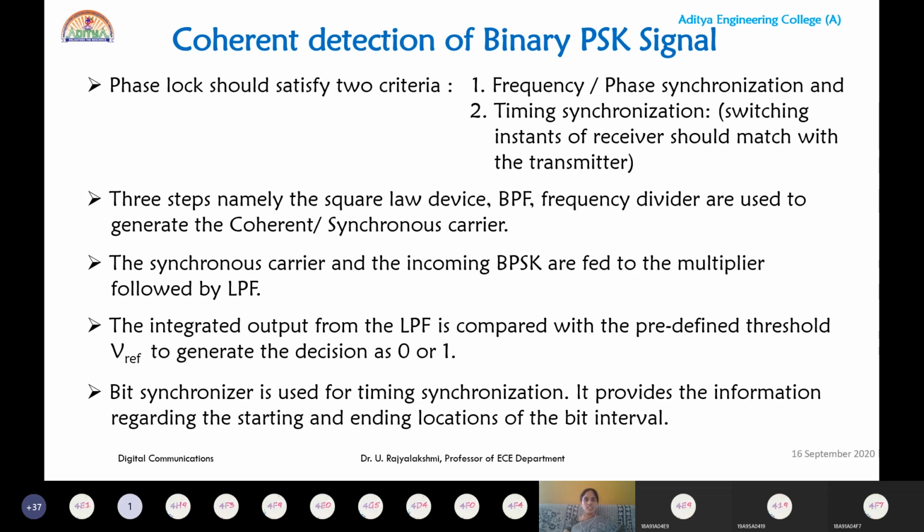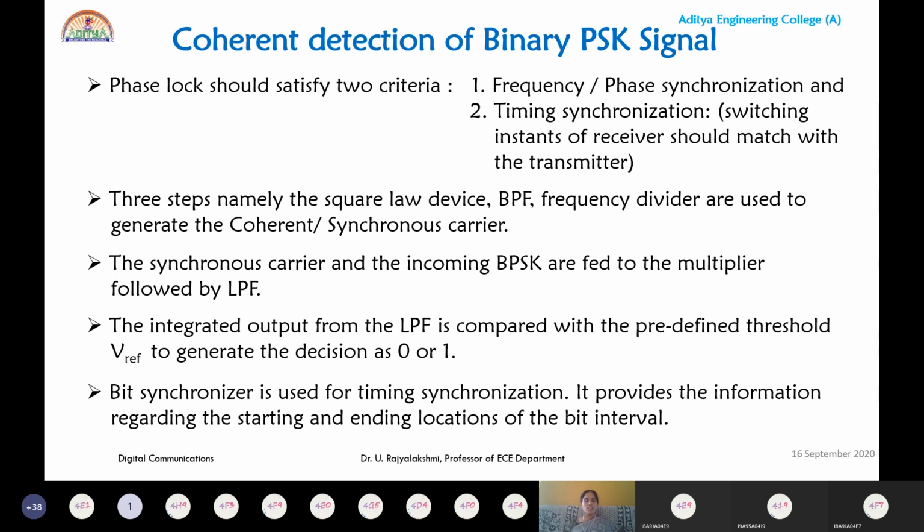Okay, so after generation of the synchronous carrier, what is the next step? The 2 signals, that is the coherent carrier and the incoming BPSK, both are fed to the multiplier, followed by the low pass filter section. The multiplier output is simultaneously applied to the low pass integrator section and the bit synchronizer.